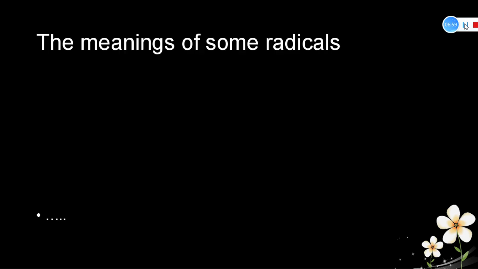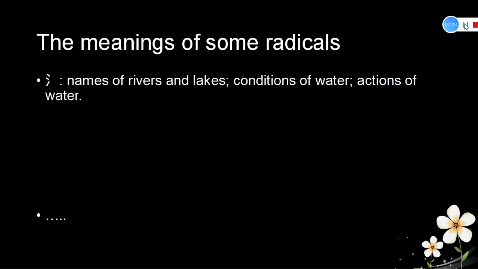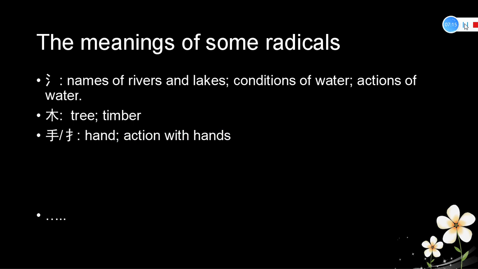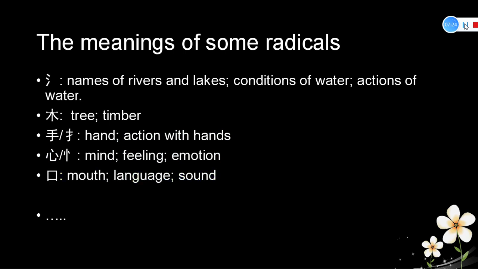Here are some meanings of some radicals. 三点水 means names of rivers and lakes, conditions of water, actions of water. 木 means tree or timber. 手 or 提手 means hand or action with hands. 心 or 竖心旁 means mind, feeling or emotion. 口 means mouth, language and sound. 女 means women, giving birth or marriage, etc.